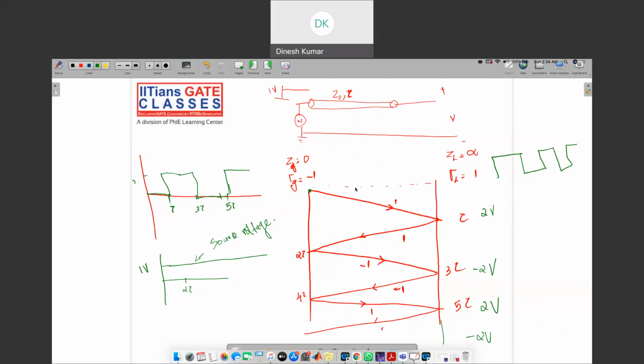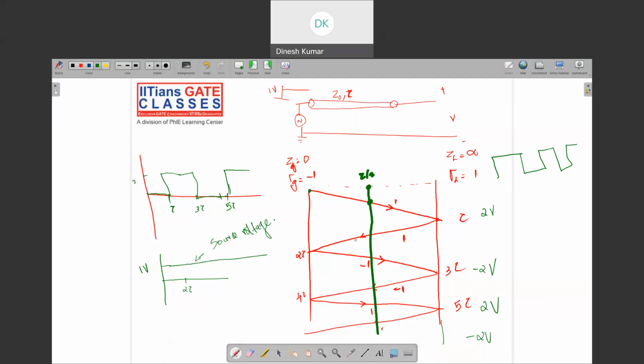Okay, so now what will be the voltage at the half of the line? Half of the line. So that means we have to find the voltage at this particular point as the time progresses. Okay, so if you check here at t equal to tau by 2, the voltage has reached here, right? So if you draw the curve, I will draw somewhere here. So till tau by 2, nothing is there, right? So it will be 0.